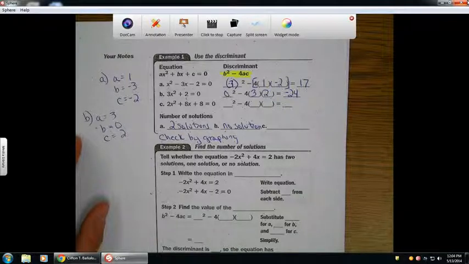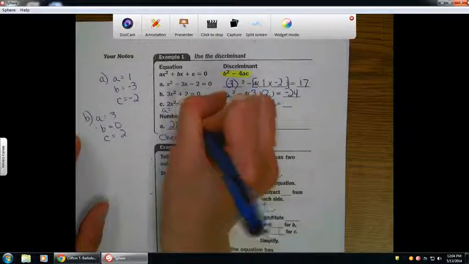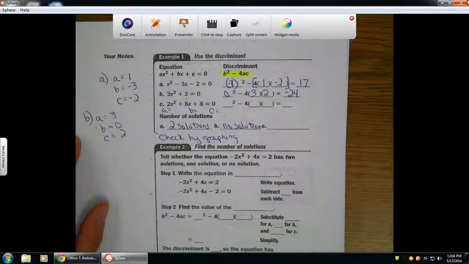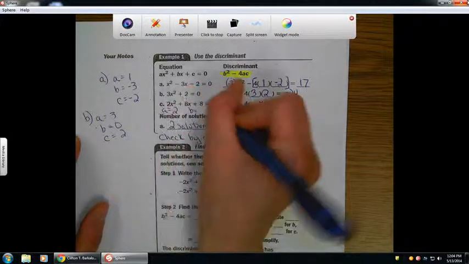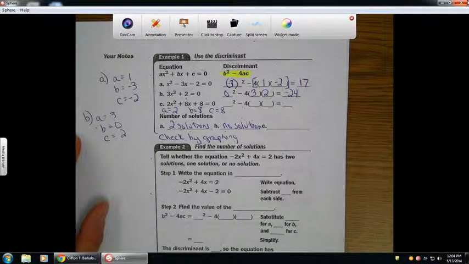And lastly, for C, my values of A, B, and C: A equals 2, B equals 8, and C equals 8. Pause the video for a second, go ahead and plug them in and see what the value of your discriminant is.